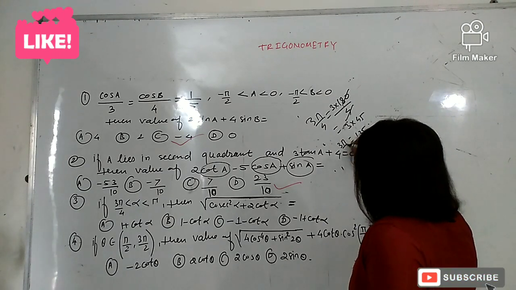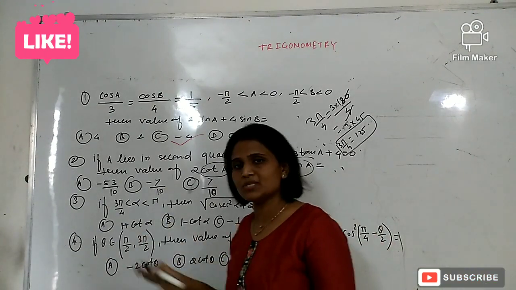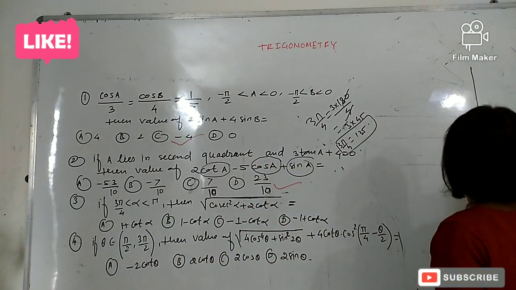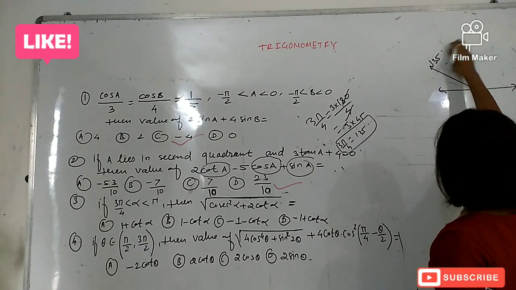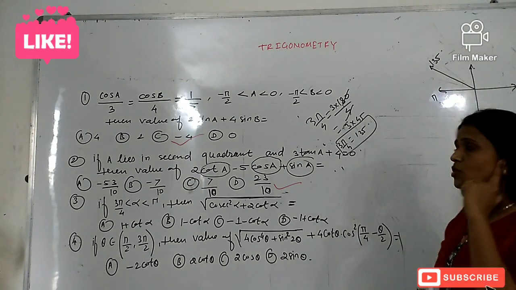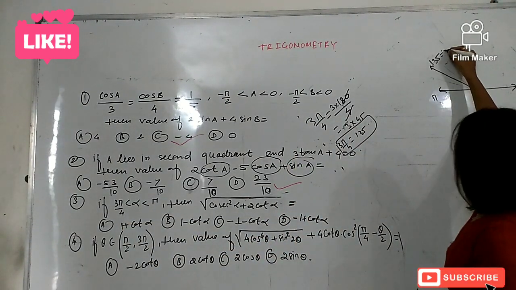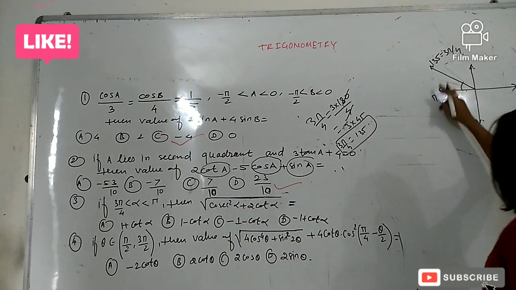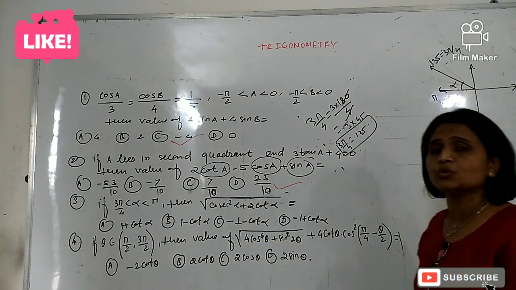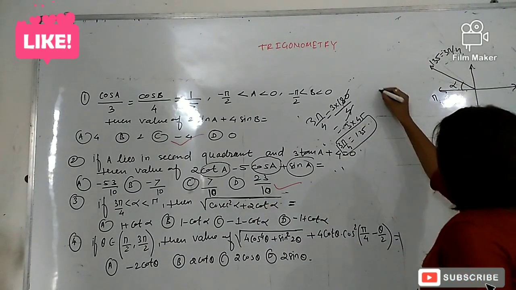So this 3 pi by 4 means 135, and this pi means 180. That means our alpha is present in the second quadrant. If I draw the graph for alpha, suppose this is 135 and this is pi. So alpha is greater than 3 pi by 4, meaning alpha is greater than 135 and less than pi. So this is the exact position of alpha.